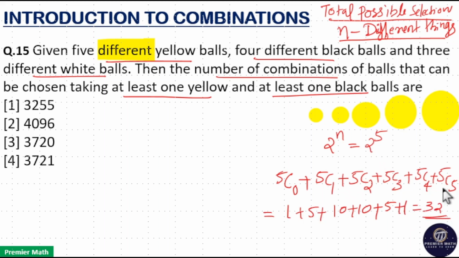So here all the possible selection is 32 ways, which means 2 raised to 5 is also 32. That is why all the possible selection of n different things is equal to 2 raised to n.